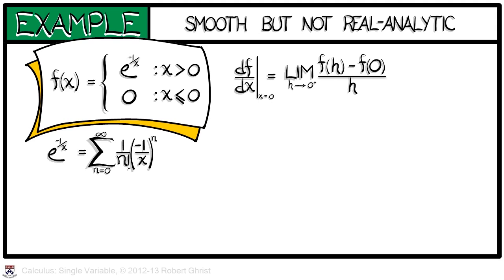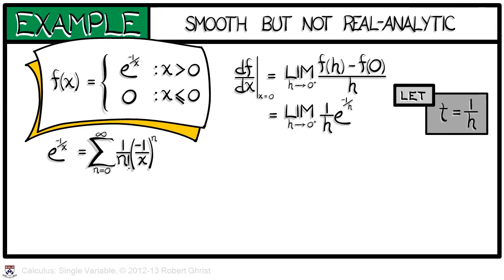So let's do it the old-fashioned way. Let's compute the derivative of f at 0 by taking the limit as h goes to 0 of f of h minus f of 0 over h. If we do this limit from the right, then we can evaluate f of h as e to the minus 1 over h. Now, f of 0 is, of course, 0, and so we're left with the limit as h goes to 0 from the right of e to the negative 1 over h divided by h.